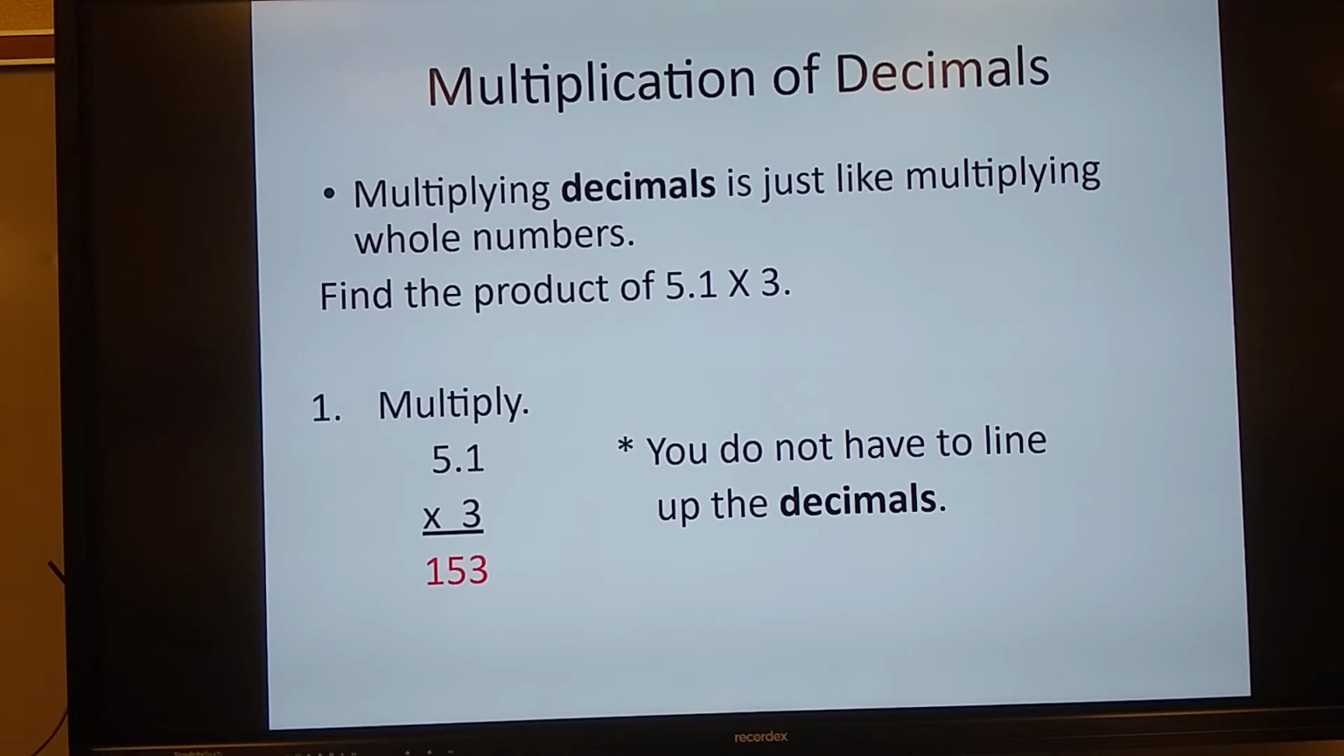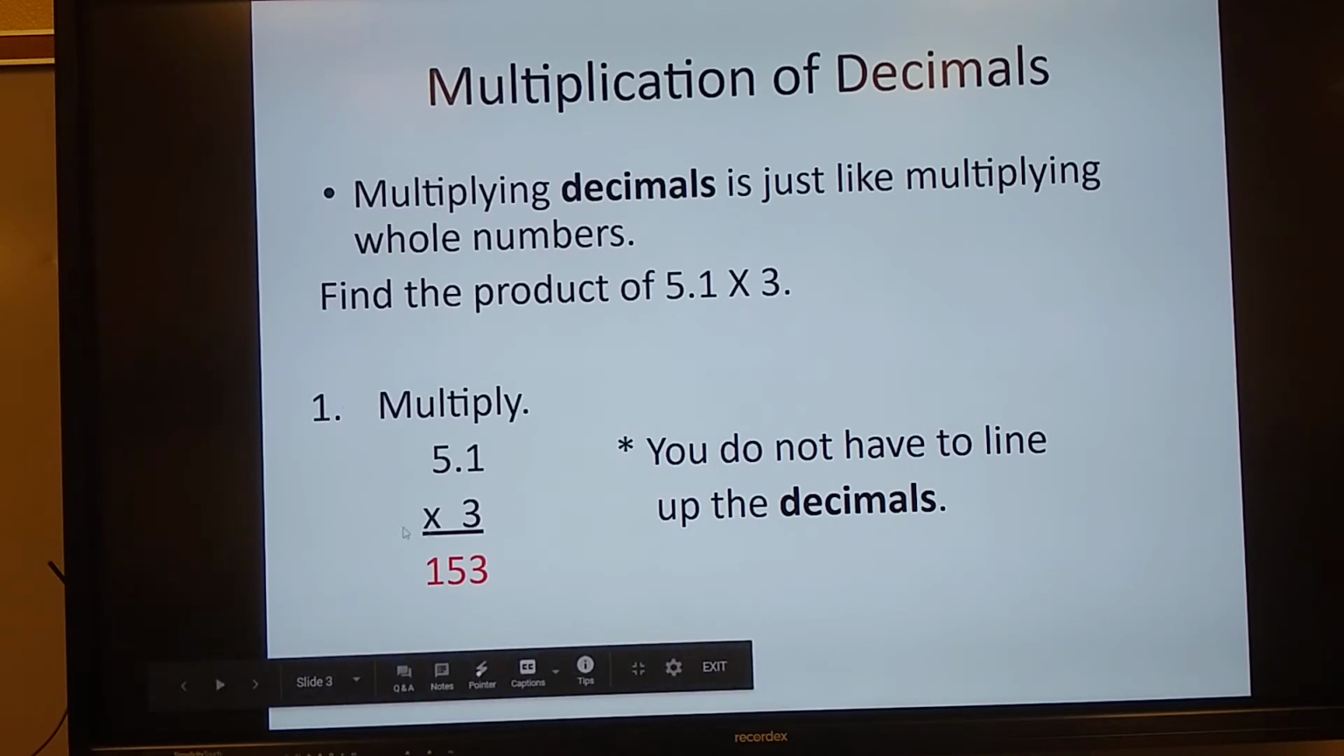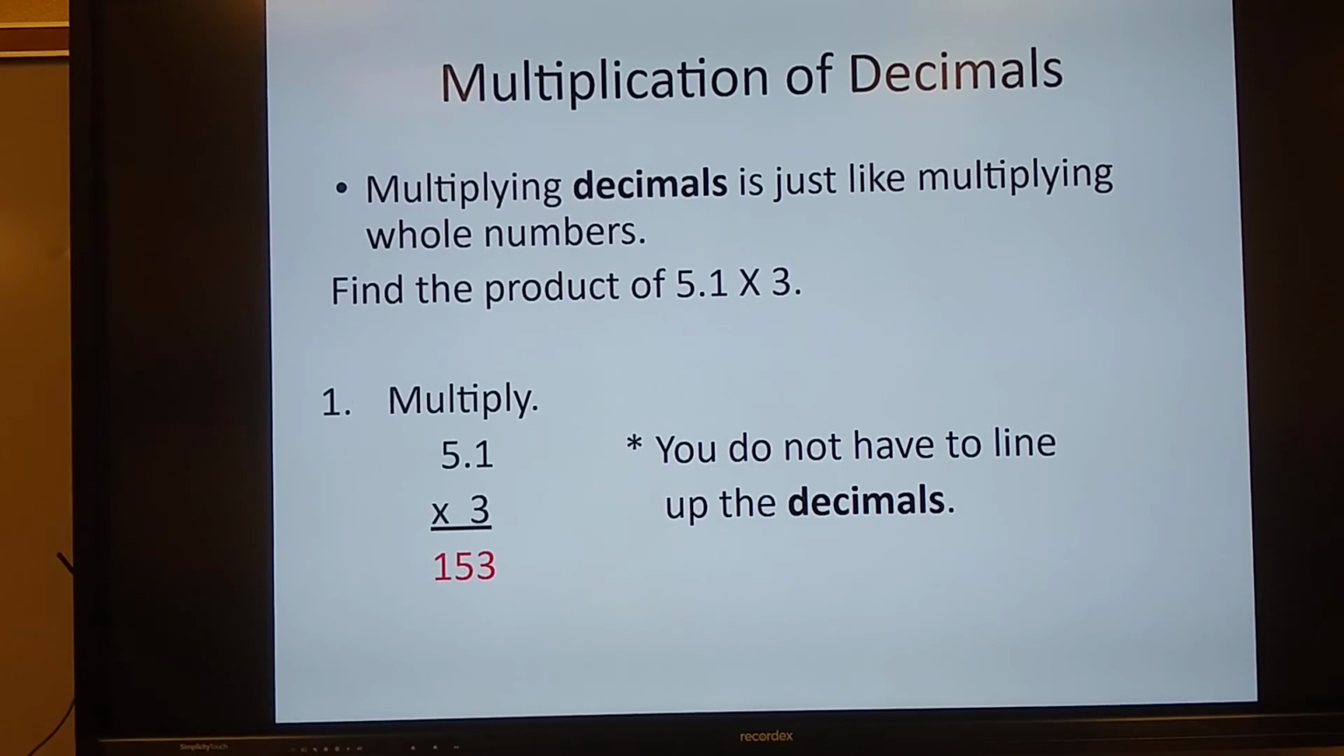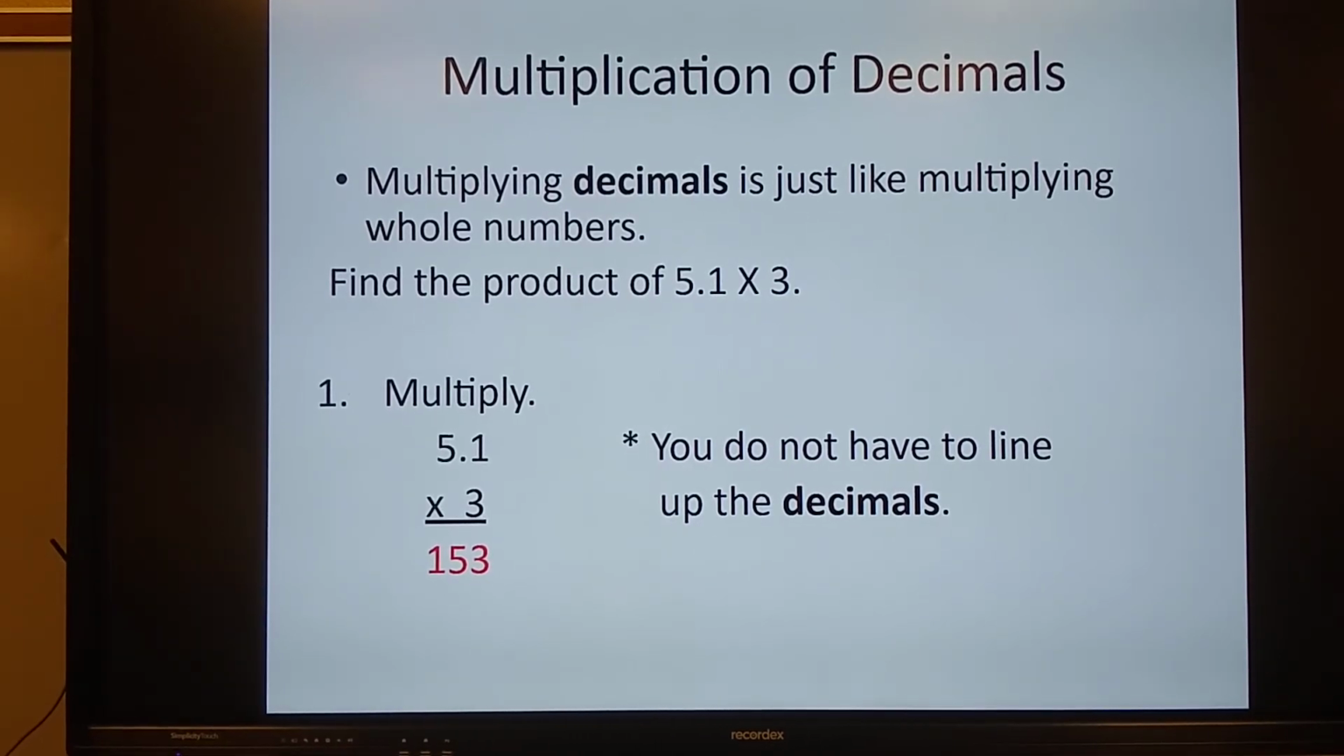So, it says find the product of 5 and 1/10 times 3. So, step number 1. You just multiply. Now look to the side there. It says you do not have to line up the decimals. You don't line up the decimals like you do when you add and subtract decimals. Very important to remember. It can be kind of confusing sometimes, but you just got to deal with it.